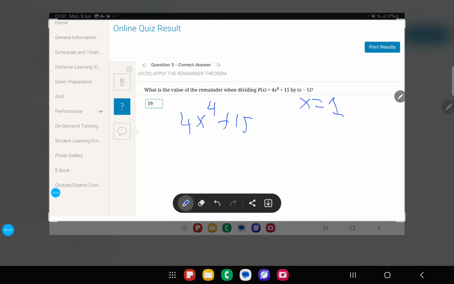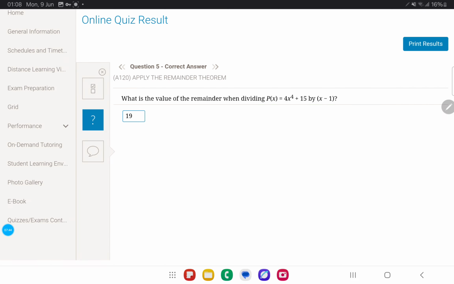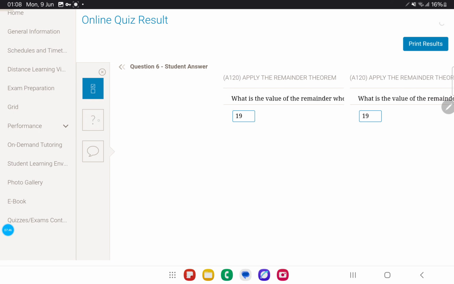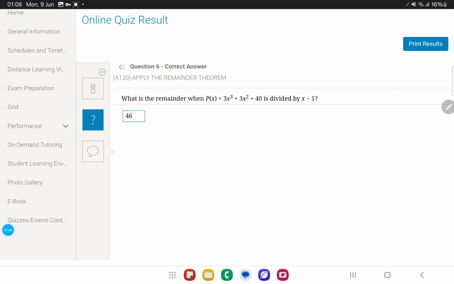So 1 to the power 4 is just 1. So 4 times 1 is 4. 4 plus 15 is equal to 19. And indeed, we got 19. Again, we use the remainder theorem, find the root, substitute it for x, and just solve. That's it.